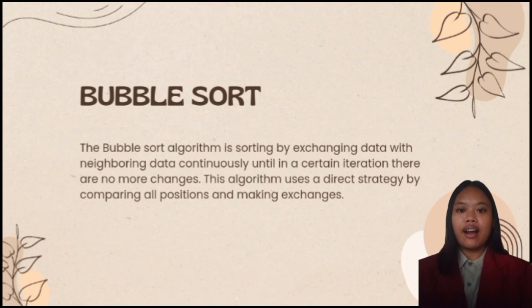The second material is bubble sort. The bubble sort algorithm is a sorting method by exchanging data with neighboring data continuously until in a certain iteration there are no more changes. This algorithm uses a direct strategy by comparing all positions and making exchanges.